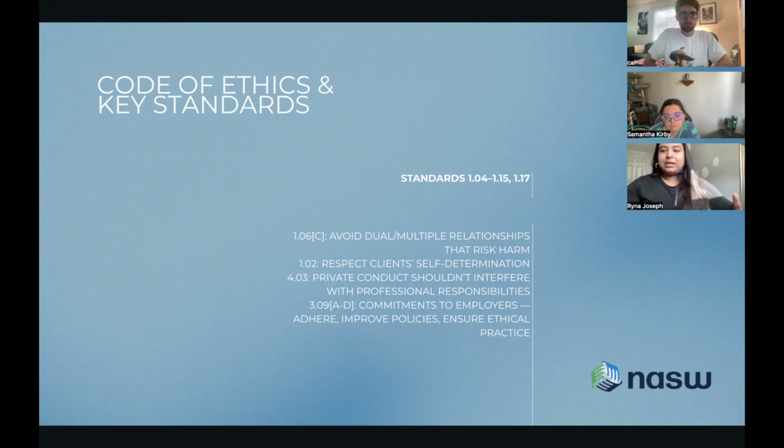1.02 focuses on self-determination. So this means that clients have the right to make their own choices, and our role is to support them in doing so safely. 4.03 talks about our private conduct shouldn't interfere with professional responsibilities. So, in other words, we have to maintain professionalism even outside the workplace.